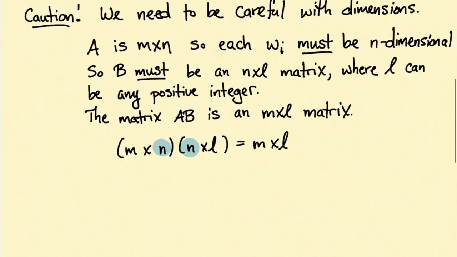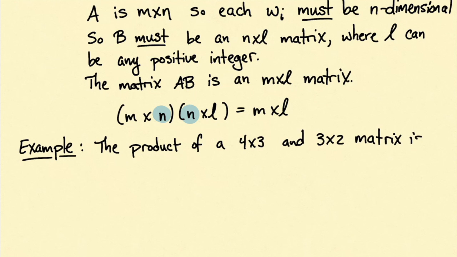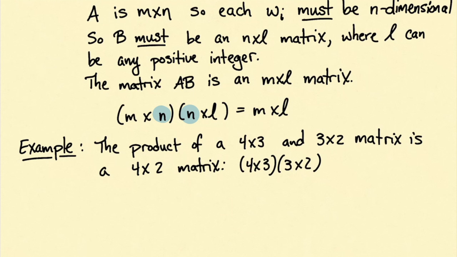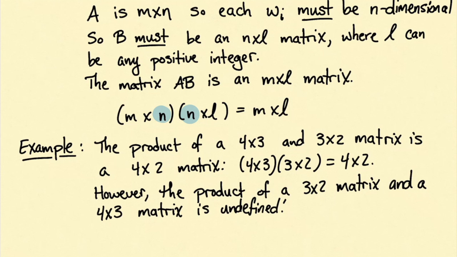For example, if our matrix A is a 4 by 3 matrix and our matrix B is a 3 by 2 matrix, then the product AB of a 4 by 3 and a 3 by 2 is a 4 by 2 matrix. However, you cannot reverse the order of multiplication, because if you try to multiply a 3 by 2 matrix by a 4 by 3 matrix, you'll get nonsense.